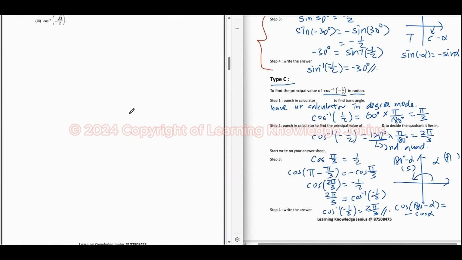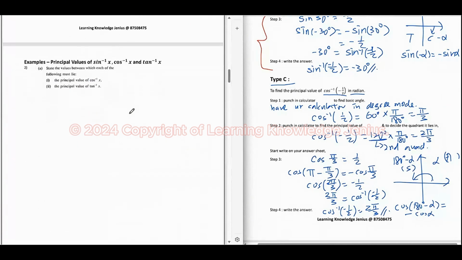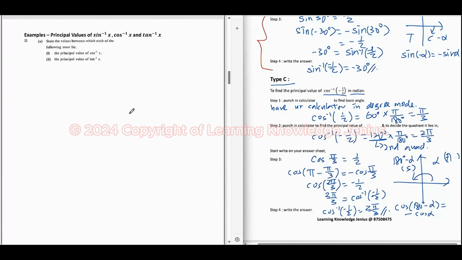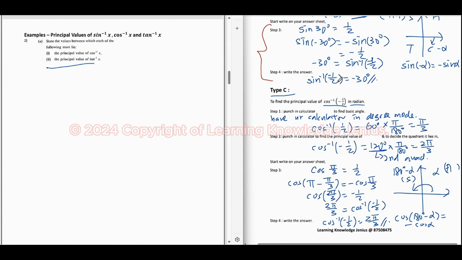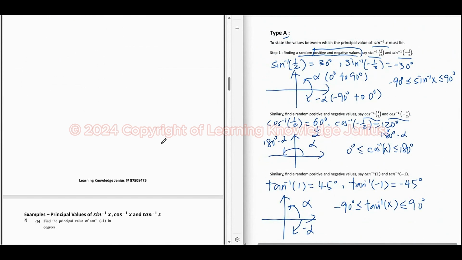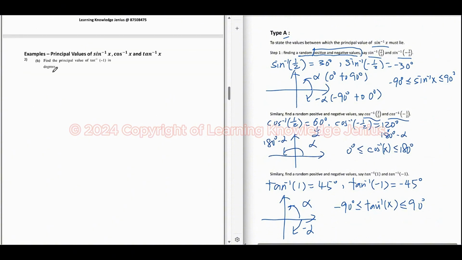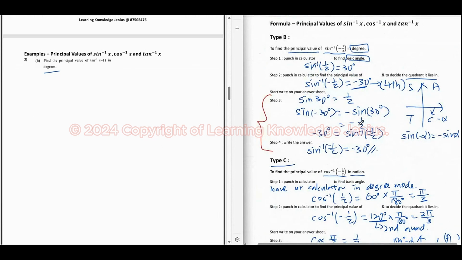So this one will be quite a similar method of doing also. Just now I also showed you how you can find the principal value range. For this one, they ask you to find the range, so it will be the type A here. This one, you can tell it's in degree mode, so it will be the type B.